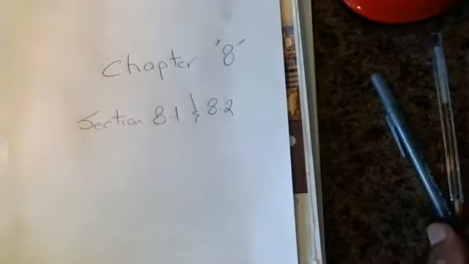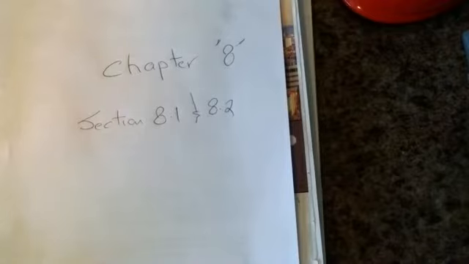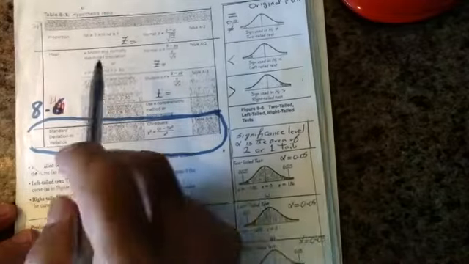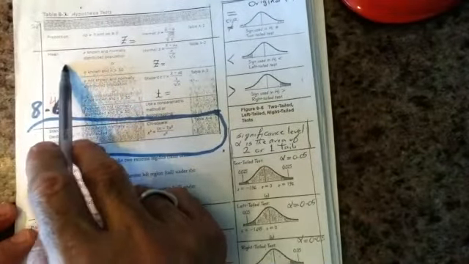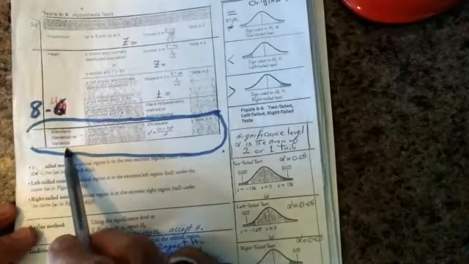We start with chapter 8, statistics, sections 8.1 and 8.2. This is hypothesis testing. What I did here, I summarized chapter 8 into some formulas. We have a formula for proportions, for the mean, and also for standard deviations.